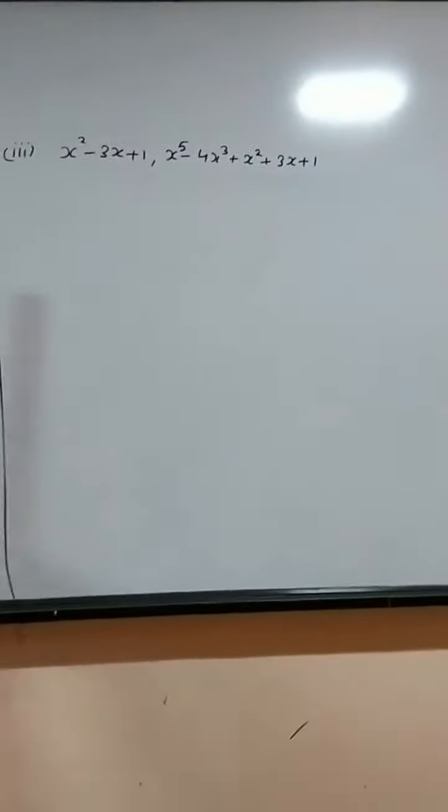Plus 3x. Now you want 4x cube, so this is multiplied by 4x. 4x into 3 is 12x square. 4x into 1 is 4x. Now this is 10x square minus x plus 1. Multiply by 10: 10x square, 10 3s are 30x, 10 1s are 10. This is 29x minus 9. The remainder is this.